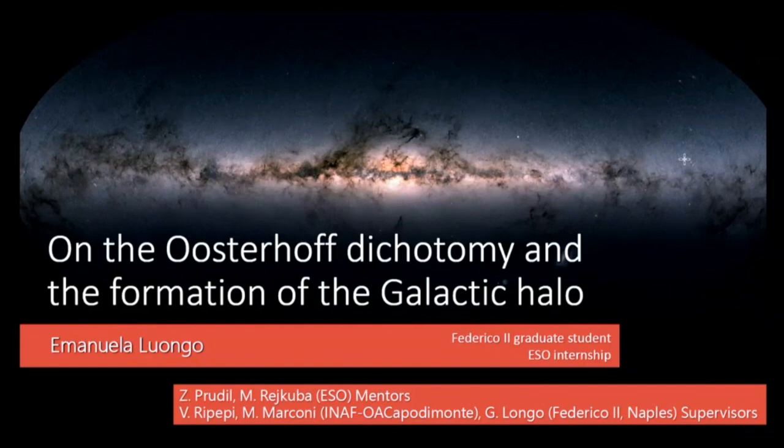I would like to show you the early results of my master thesis project that I began at the Capodimonte Observatory, and I continued over these last 2 months during my internship at ESO. The purpose of my thesis is to investigate the origins of the Oosterhoff dichotomy, taking into account the formation of the Galactic Halo. So the study involved RR Lyrae inside globular clusters and field RR Lyrae.